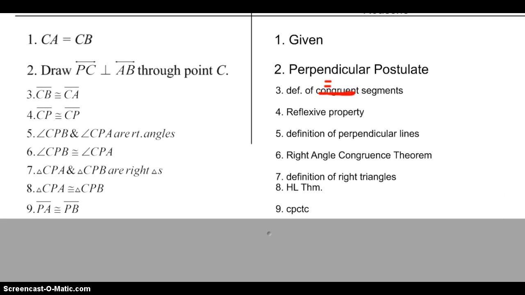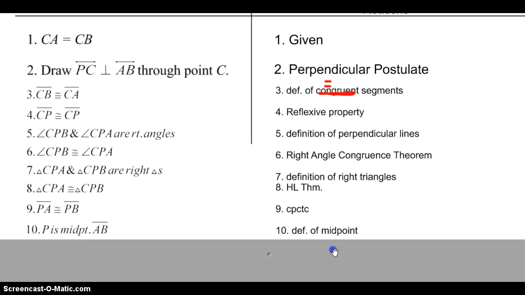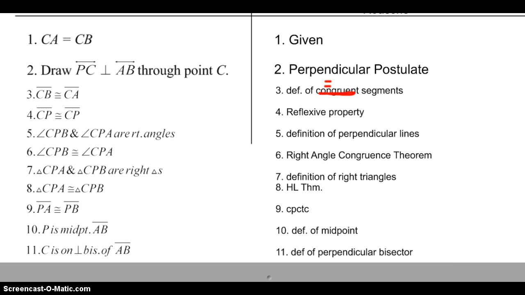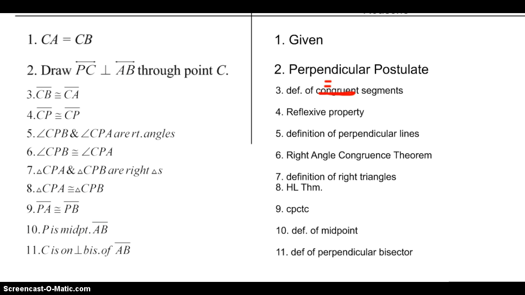And the definition of a perpendicular bisector is that, yes, we know it's perpendicular, but second is that it's going to intersect at the midpoint. Well, if you have two segments that are congruent and share an endpoint, then we know that that common endpoint is the midpoint. So P is the midpoint of segment AB, and then we're finished. C is on the perpendicular bisector of segment AB by the definition of perpendicular bisector.